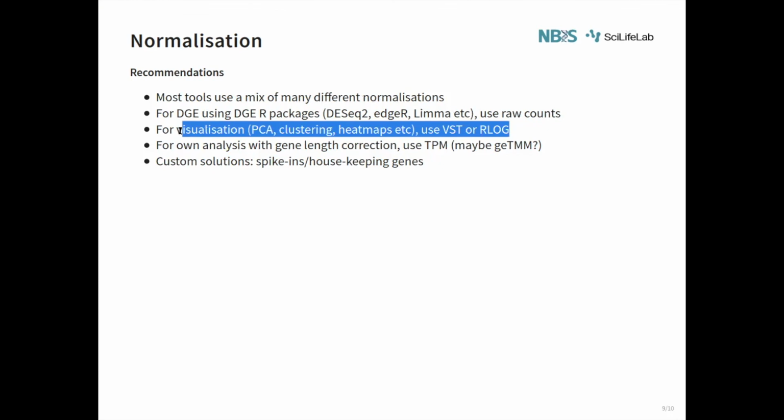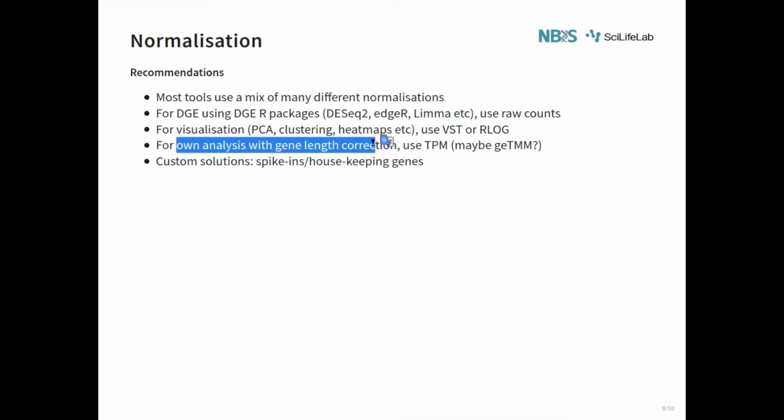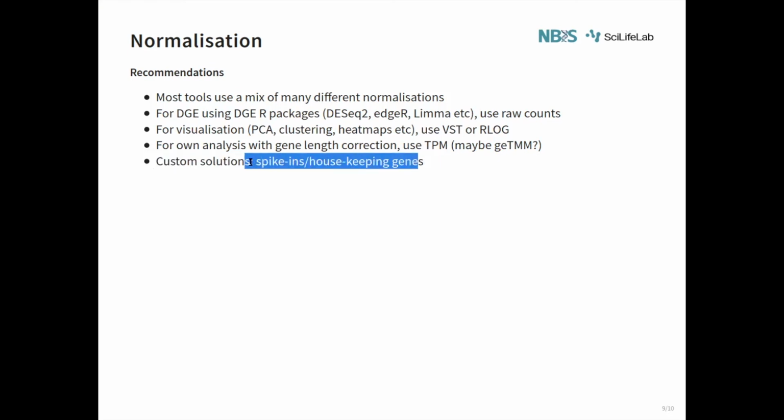And then for visualization or exploratory analysis, VSD is preferred. And if you are doing your own analysis where you need to compare gene to gene, then it's important to remember that you should control for gene length. A recommendation for that would be TPM, or maybe this new thing called GeTMM, probably better because then it also controls for compositional bias. And there are custom solutions for specific experimental setups where you might be able to use spike-ins or housekeeping genes.